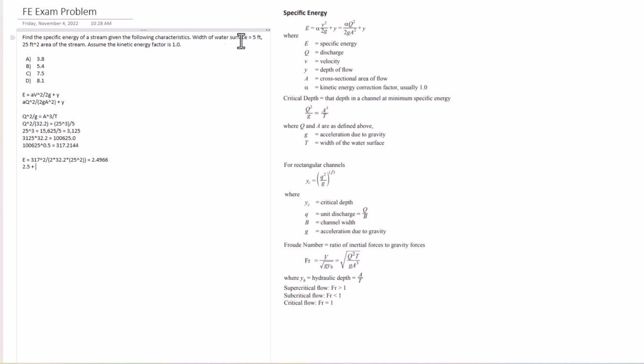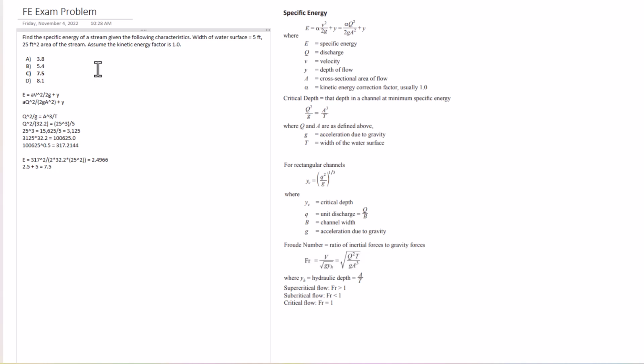Well, given that the width was 5 and the area was 25, we can determine that the depth of flow was 5. So 2.5 plus 5 equals 7.5. It looks like the answer is C for this case. So the specific energy of the stream would be 7.5 given the material that we were provided.